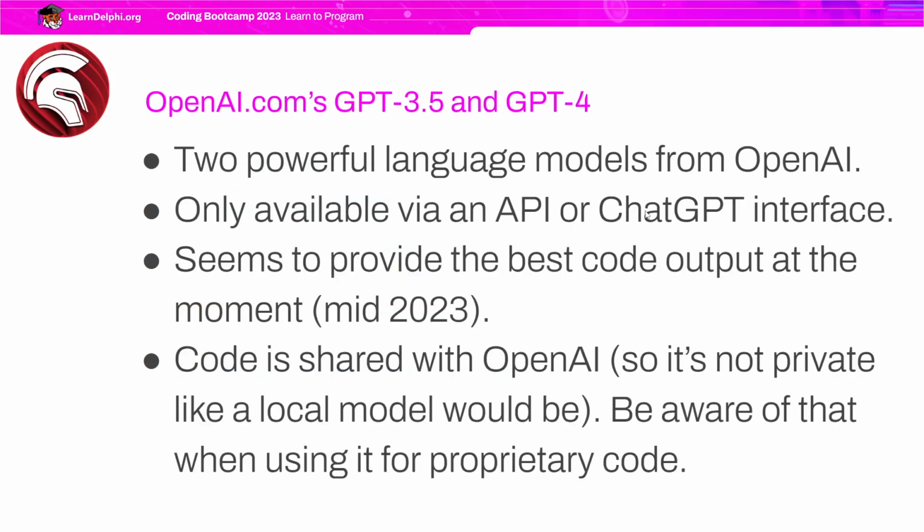So what is OpenAI's GPT 3.5 and GPT-4? They are two powerful language models from OpenAI. They're only available via an API or a ChatGPT interface. It seems to provide the best code output at the moment, which is mid-2023. Code is shared with OpenAI, so it's not private like a local model would be. Be aware of that when using it for proprietary code.